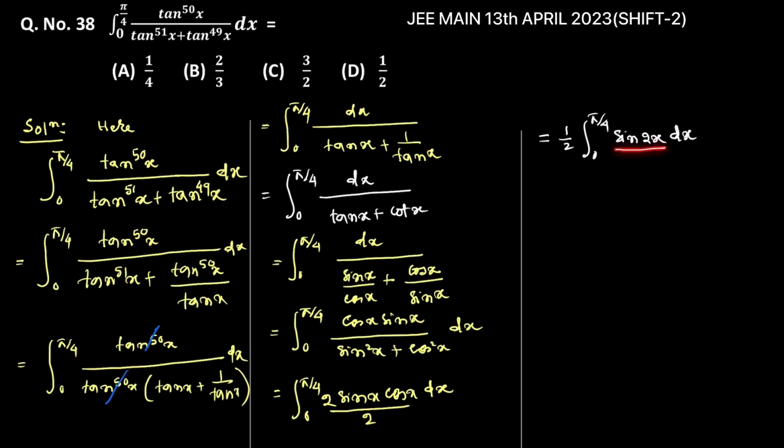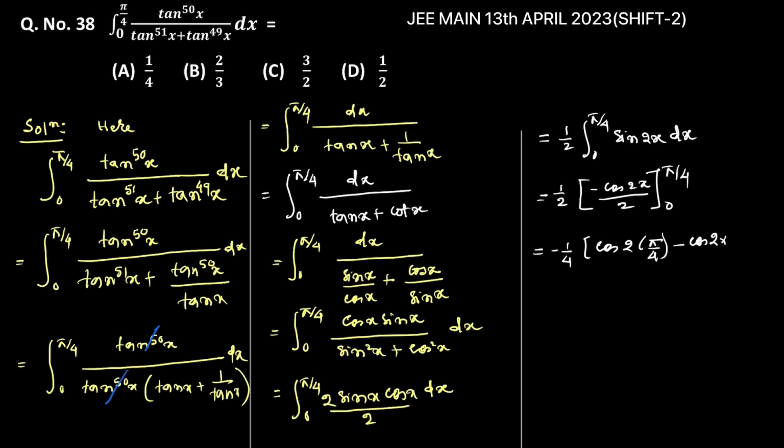So integration of sin 2x, we will get minus cos 2x divided by 2, which is equal to 1 by 2 into minus cos 2x divided by 2, 0 to pi by 4. Then we will get minus 1 by 4 into cos 2 pi by 4 minus cos 2 into 0, which is equal to minus 1 by 4, we will get cos pi by 2 minus cos 0.